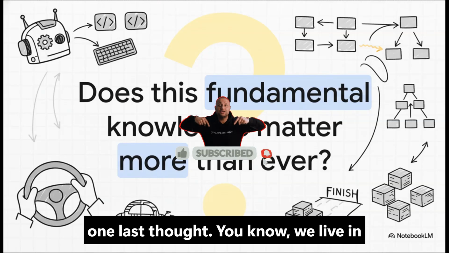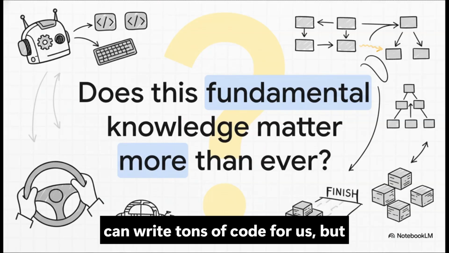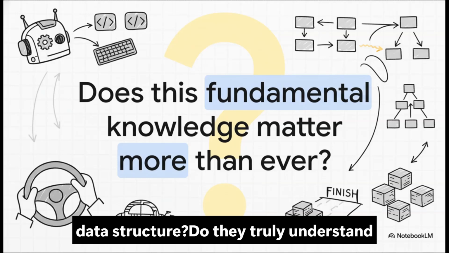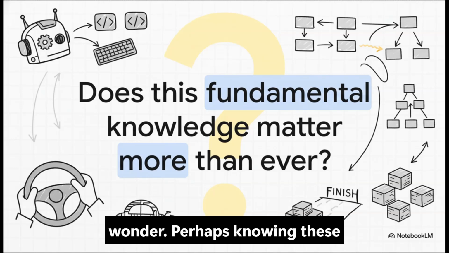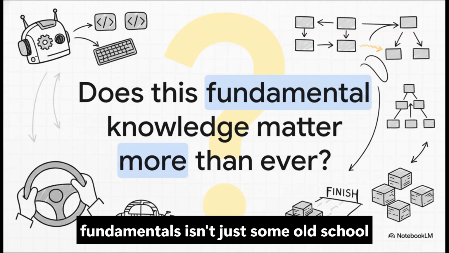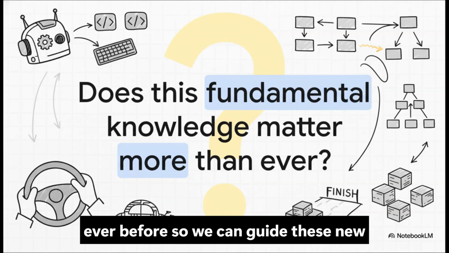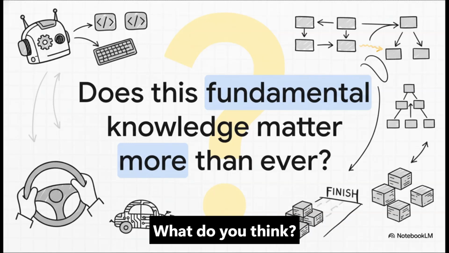Which brings us to one last thought. We live in this amazing age of AI assistants that can write tons of code for us. But do they always choose the most efficient data structure? Do they truly understand the subtle trade-offs? It makes you wonder, perhaps knowing these fundamentals isn't just some old school skill. Maybe it's more essential now than ever before, so we can guide these new tools to build truly incredible software. What do you think?